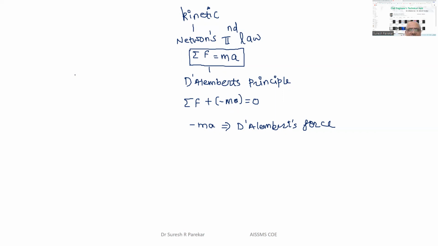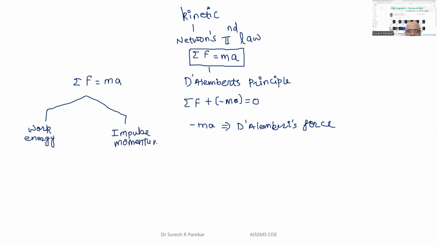Now this summation F equal to ma can be simplified, and the simplification turns into two principles, known as the work energy principle and the impulse momentum principle. That means these are not direct principles. Actually, these are derived from Newton's second law. According to which data is available, you have to decide which equation to use.